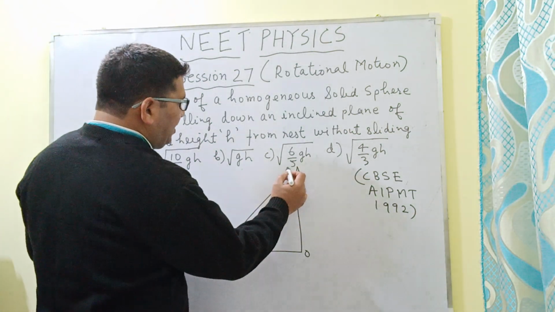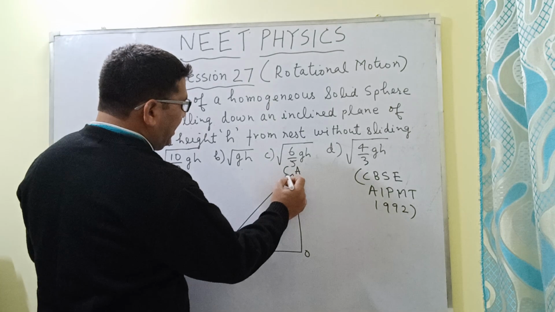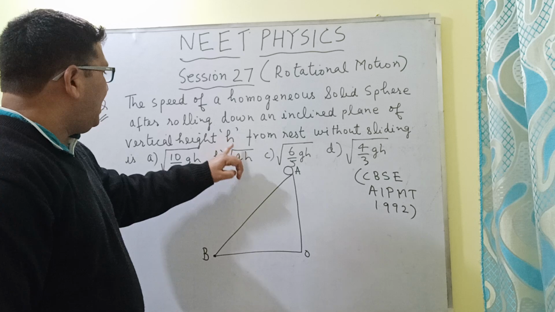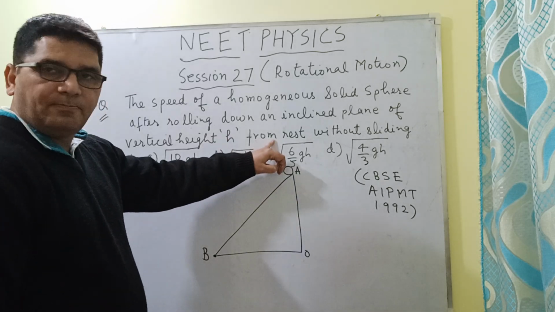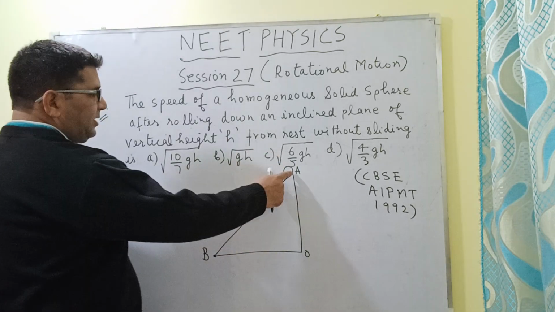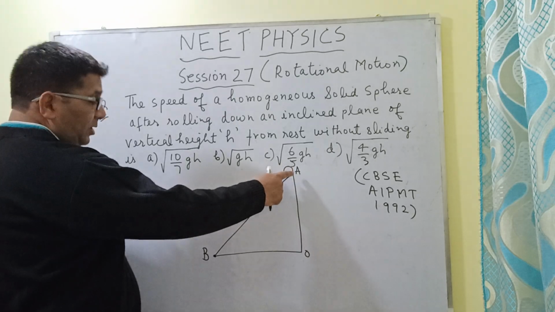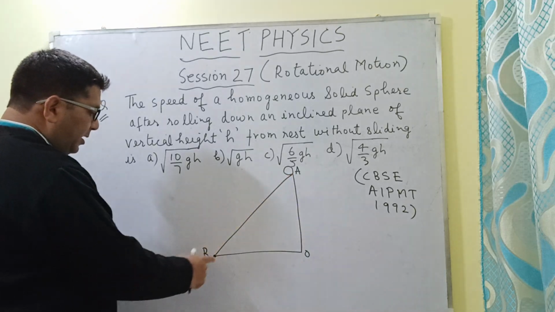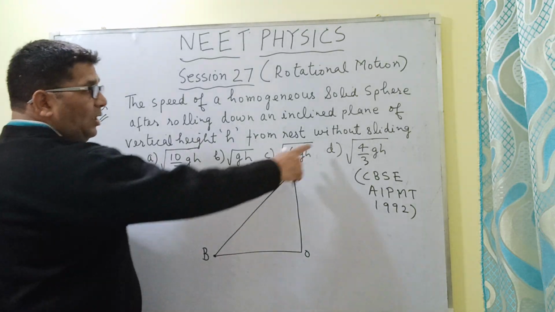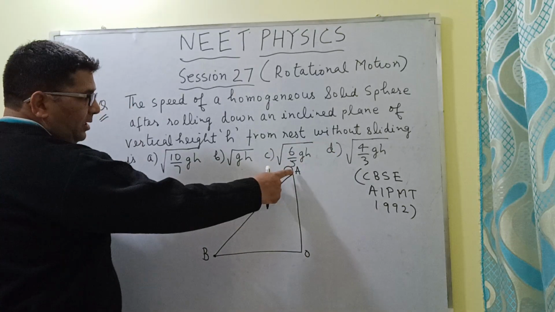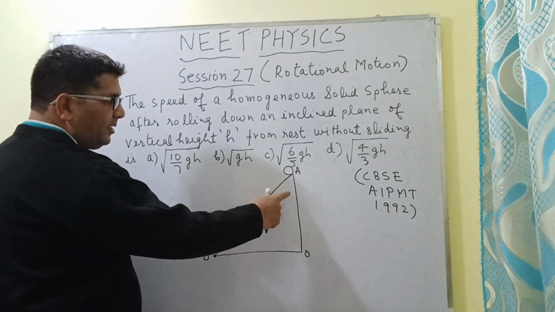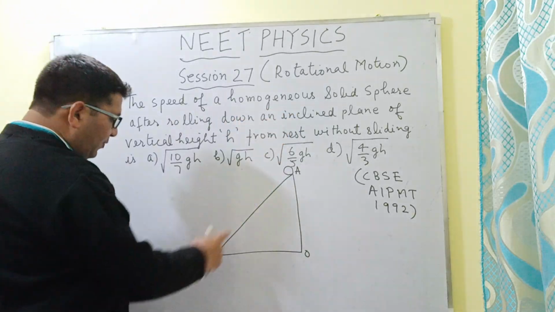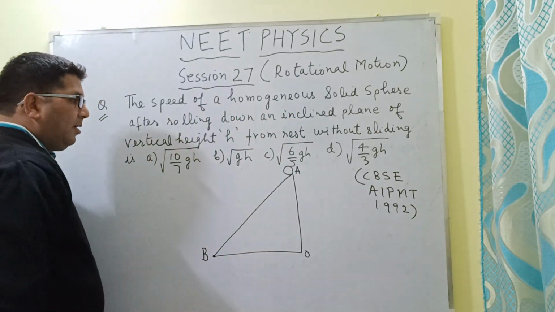So this solid sphere is placed at this point A, and in this question it is written that this solid sphere is at rest. So now it starts rolling down from this point A towards B without sliding. In that case we have to find the speed of this solid sphere when it reaches this point B.